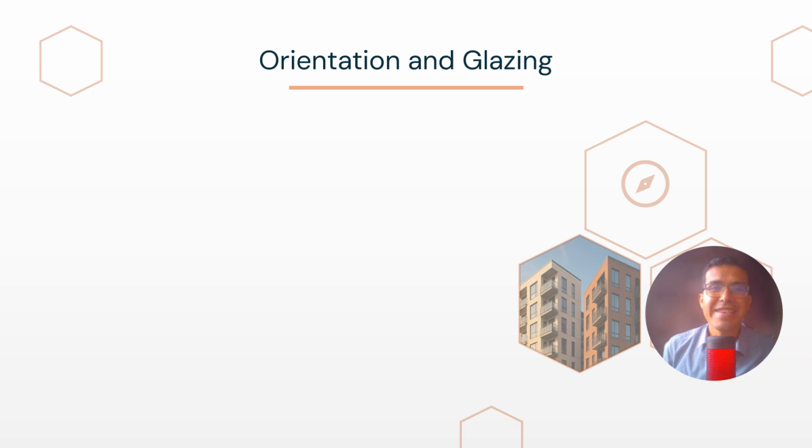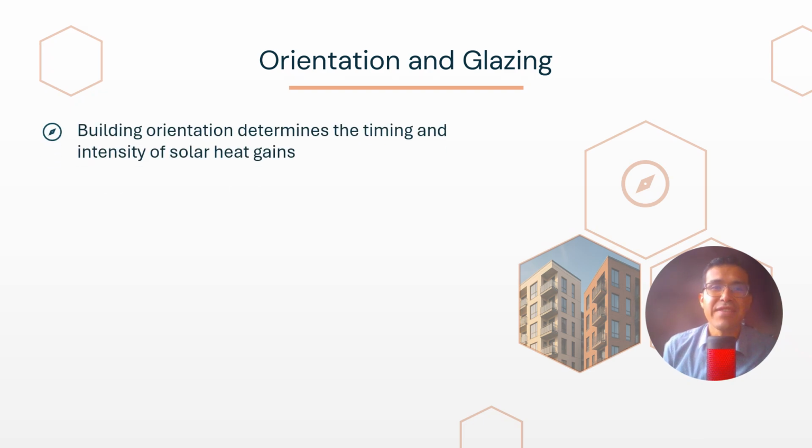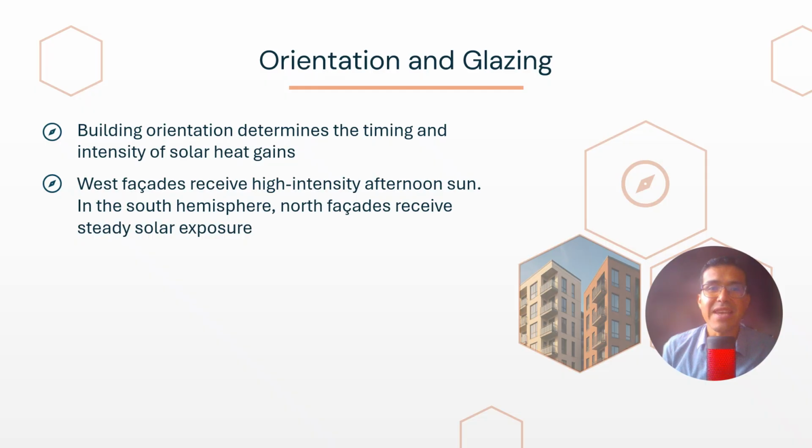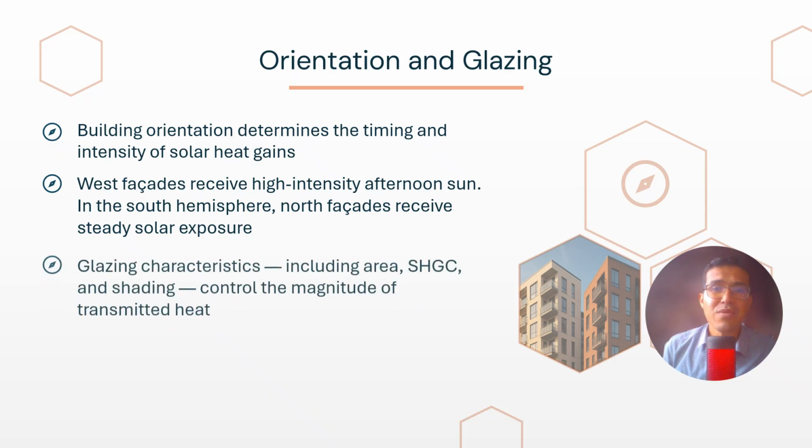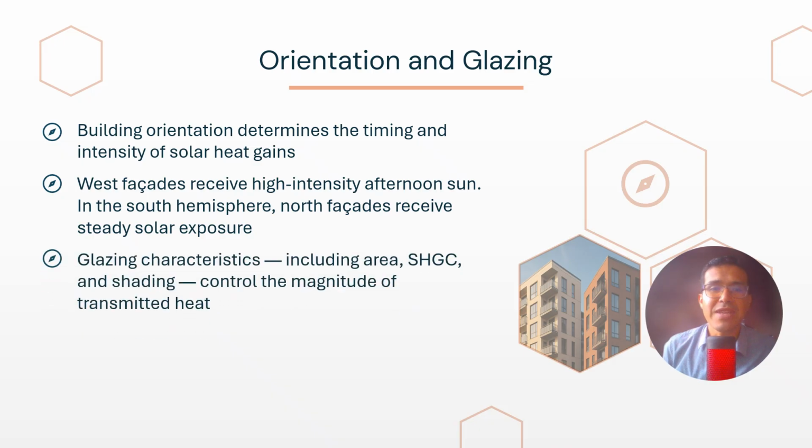Design decisions such as orientation and glazing directly impact how much heat enters a building. South-facing windows get consistent solar gain during the day, while west-facing windows experience intense afternoon sun. The size, type, and placement of windows, along with shading devices, determine how much solar energy becomes a load.